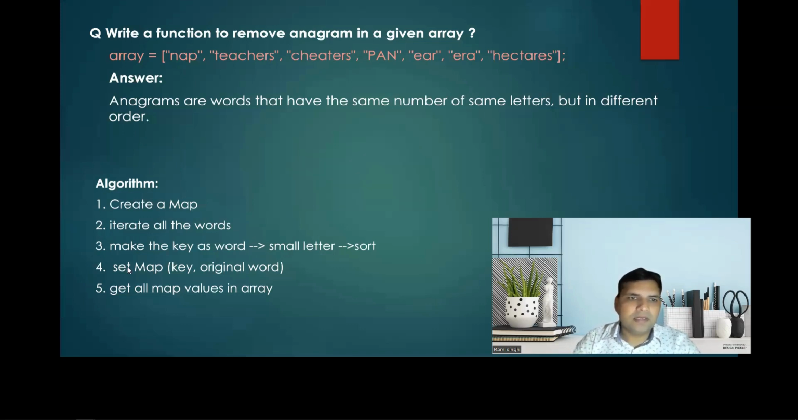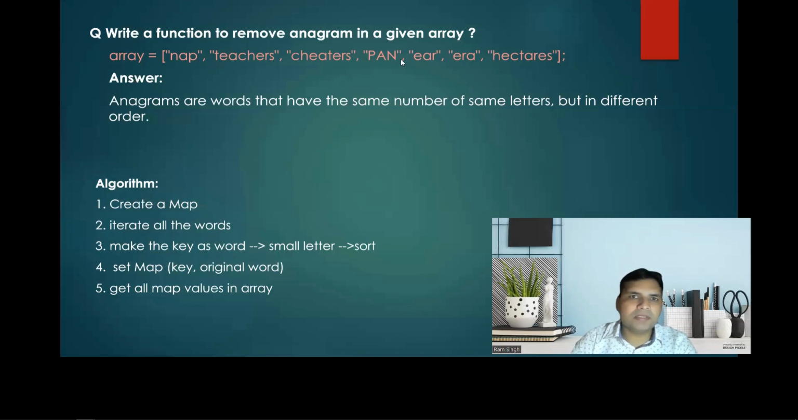Okay, and then next I'm going to set this key and the original value. Whenever I come to this level, I will have something like A and P, and this will also become A and P after the sorting. So at the end, at the final iteration, I'm going to have only the last words of the anagrams, right? And then finally, I'm going to get the values part from the map so that I can get only the original words, because I'm going to save this.